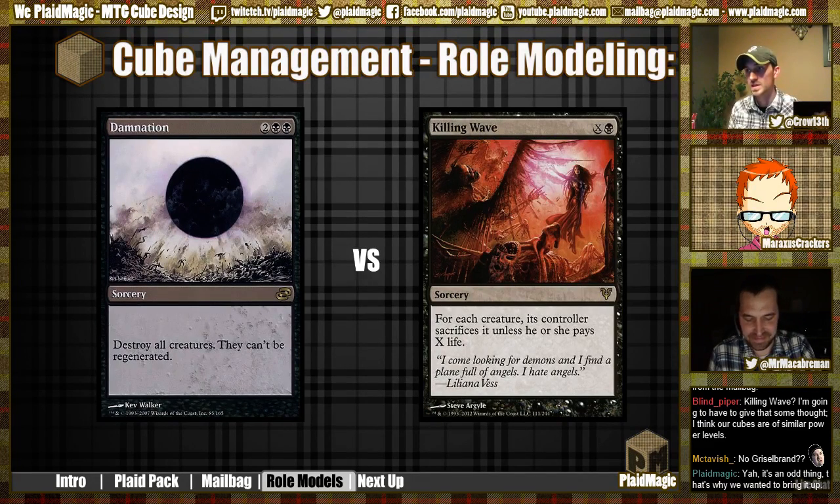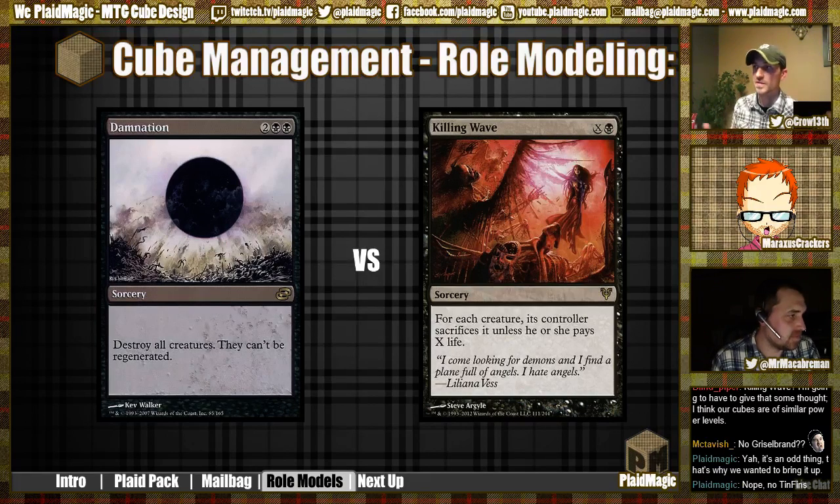So what Killing Wave does is it, in essence, forces players to start paying life if they want to keep some of their creatures out. So it makes the game go shorter because they're put in a worse position than you, because most of the time your creatures are a lot bigger, but they usually have a lot of dorks sitting around at that point.